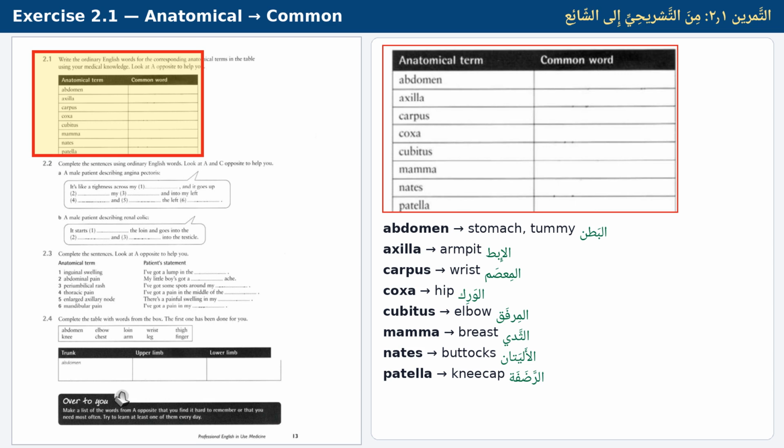Sixth, mama, الثدي. The ordinary word is breast. Seventh, nates, الإليتان. The ordinary word is buttocks. And the last one, patella, الرضفة. The ordinary word is kneecap. Excellent. Anatomical name and ordinary name. 2 names, 1 part of the body.